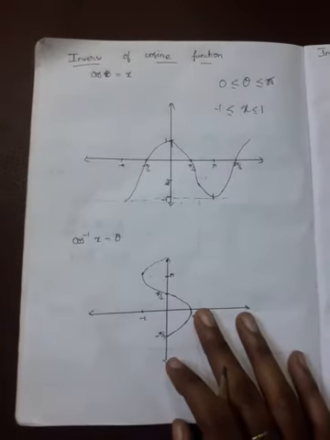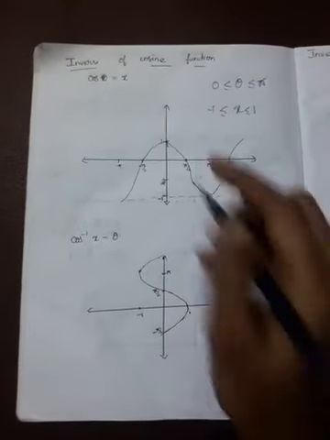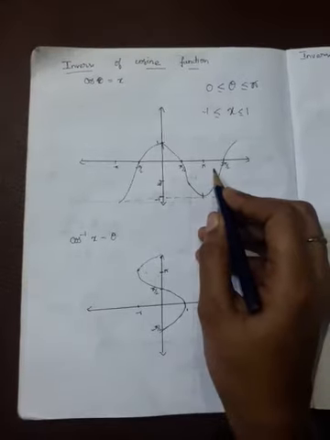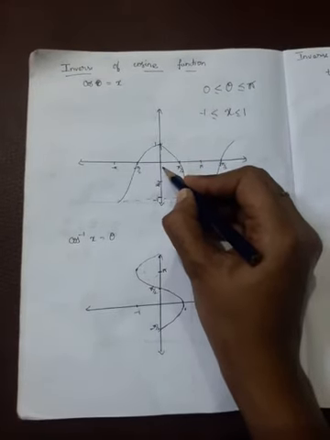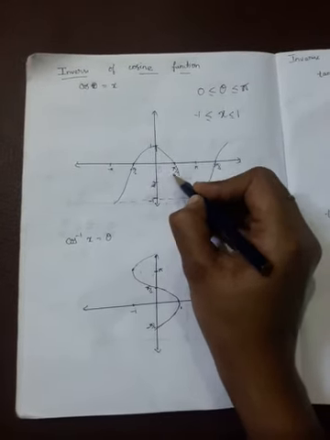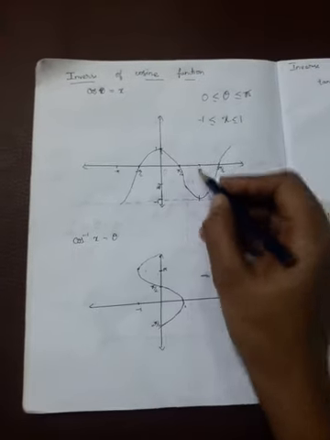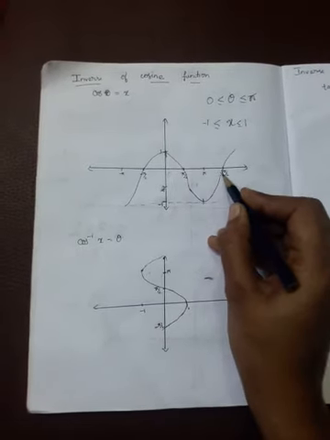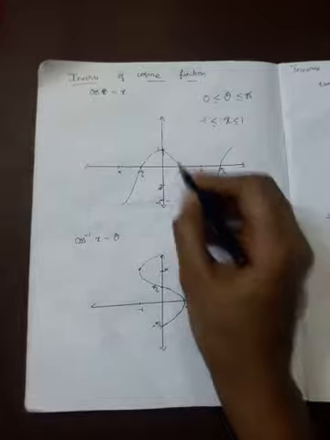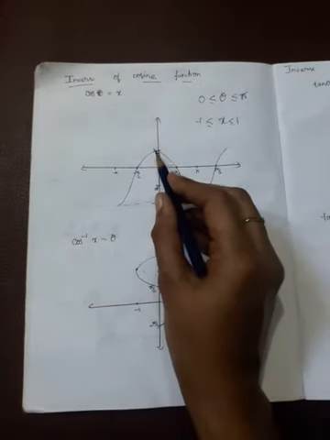The next is inverse of a cosine function. We know that cos 0 is 1, cos 90 is 0, cos pi is minus 1, and cos 3 pi by 2 is 0. We know that. Here we take this one.